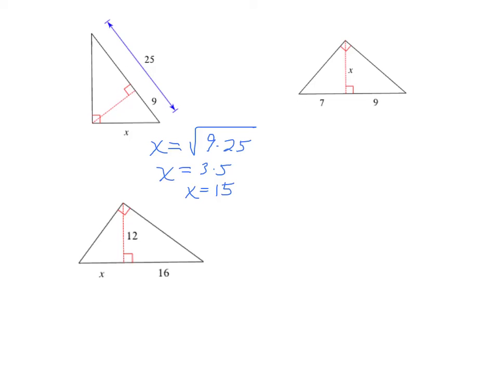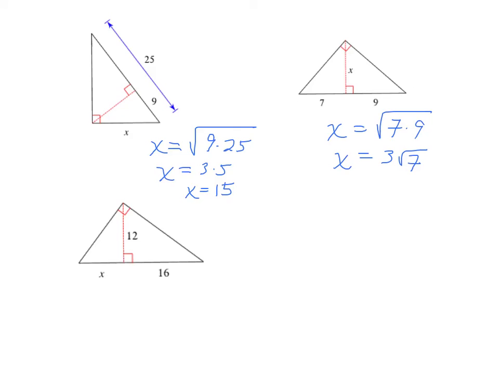In the example on the right, here's the big triangle. So x is the altitude of the big triangle, so it's the geometric mean of the two pieces of the hypotenuse. So x in this case is the square root of 7 times 9. And of course x will then be equal to 3 times the square root of 7.